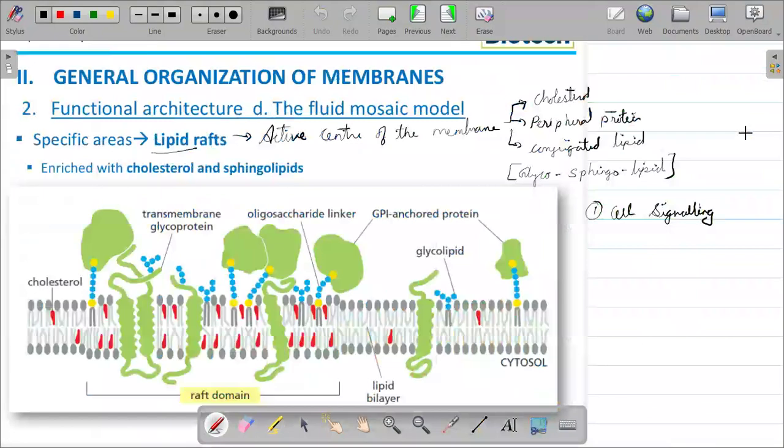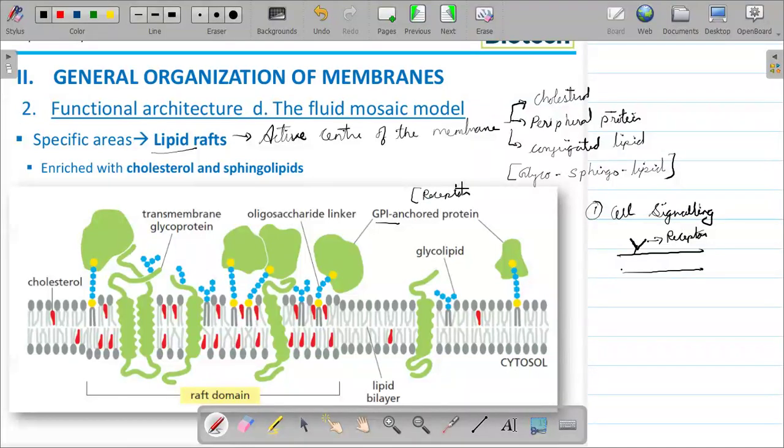There is some cell signaling. So what happens here? Generally, if you look at the outer layer of a plasma membrane, these may be GPI anchored protein or some cholesterol, but mostly it is actually GPI anchored protein. This GPI anchored protein acts like a receptor.